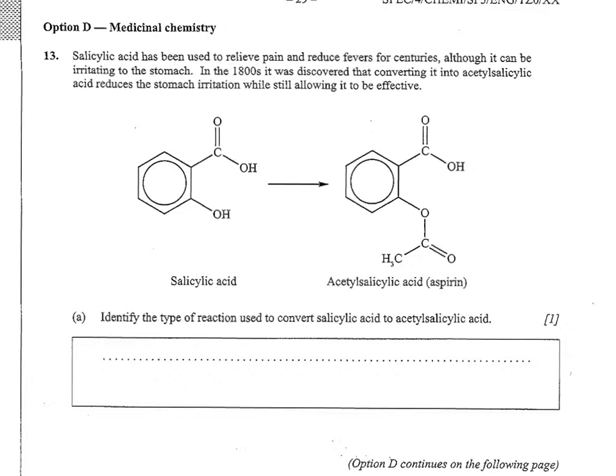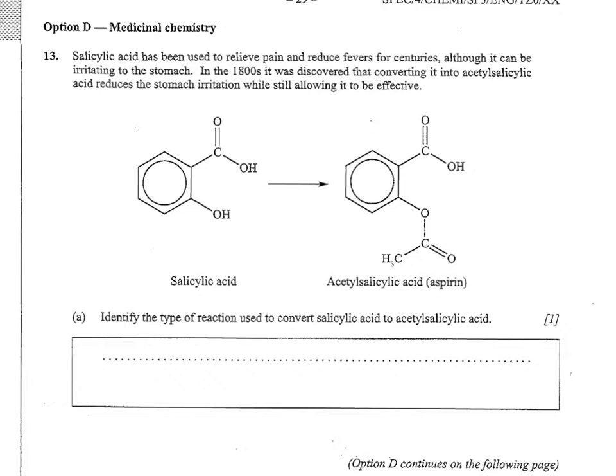Question 13 then starts part B and starts the questions over your options. And question 13 says, salicylic acid has been used to relieve pain, and so on. And they show you the structure for salicylic acid and acetylsalicylic acid, which is what we know as aspirin. It says, identify the type of reaction used to convert salicylic acid to acetylsalicylic acid.